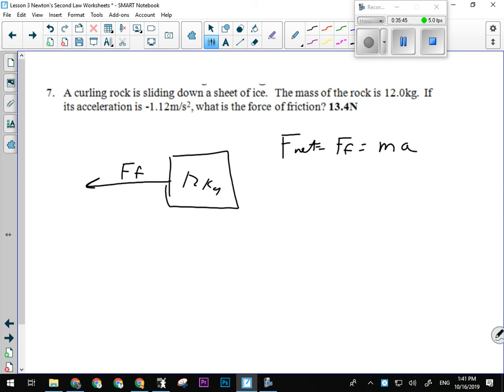Okay, so all I have to do is take 12 and multiply it by the acceleration, negative 1.12 meters per second squared. Okay, this should really have a direction on it. It should be backwards or negative. The question actually gave me negative, so my answer should be negative 13.4 newtons.